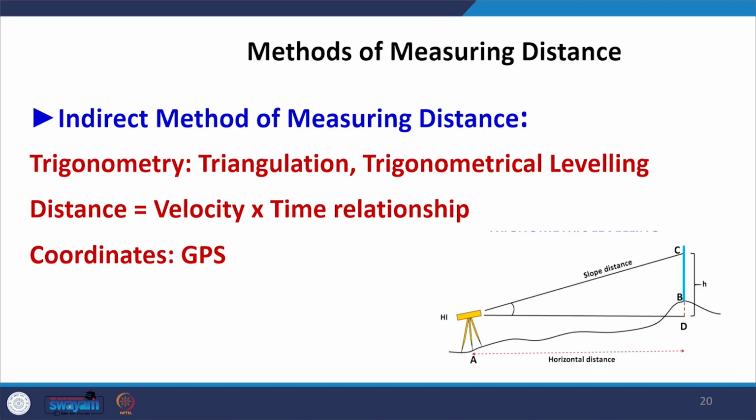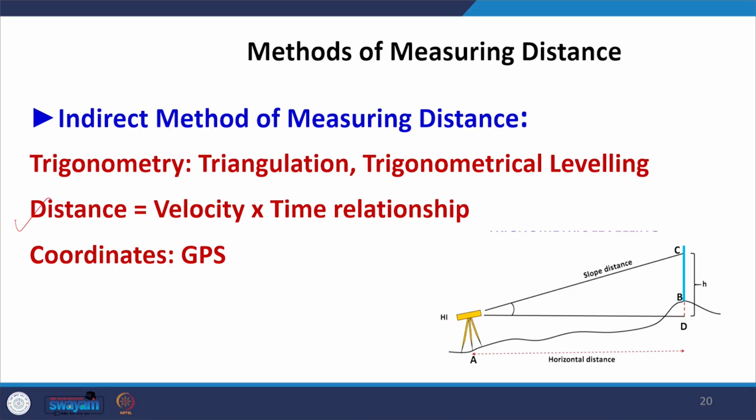Then there are indirect methods of measuring the distance, and in these indirect methods, we were computing the distances using trigonometry. We know in this particular figure, for example, this is a right angle. So, we were using trigonometry when we were doing triangulation, or trigonometrical leveling. With the help of the vertical angle and the height of the object, we can find out the distance between the object and the instrument.